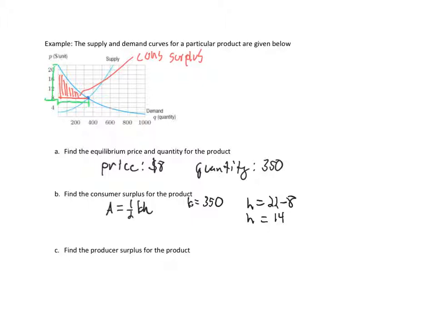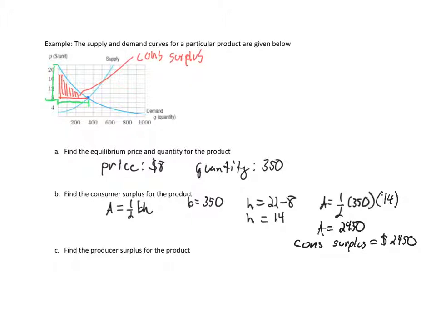So area equals 1/2 times the base, 350, times the height, 14. And so that area, which is the same thing in this case as our consumer surplus, equals $2,450. That means the consumers that would have otherwise spent more money on this product have now saved $2,450.